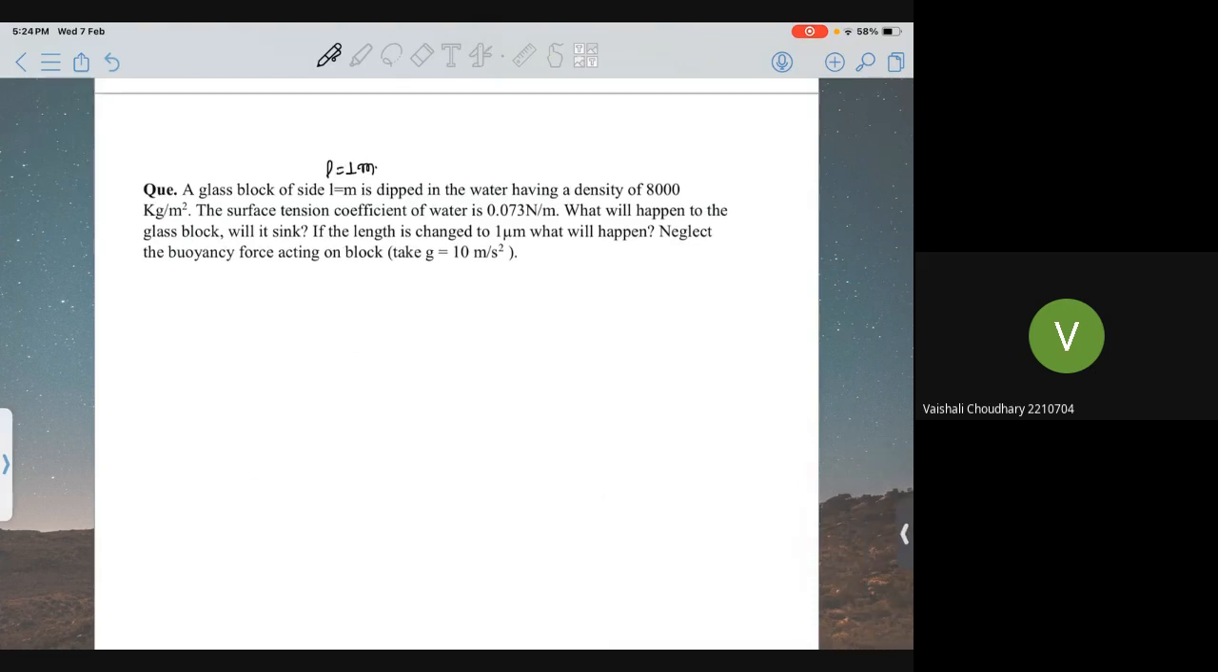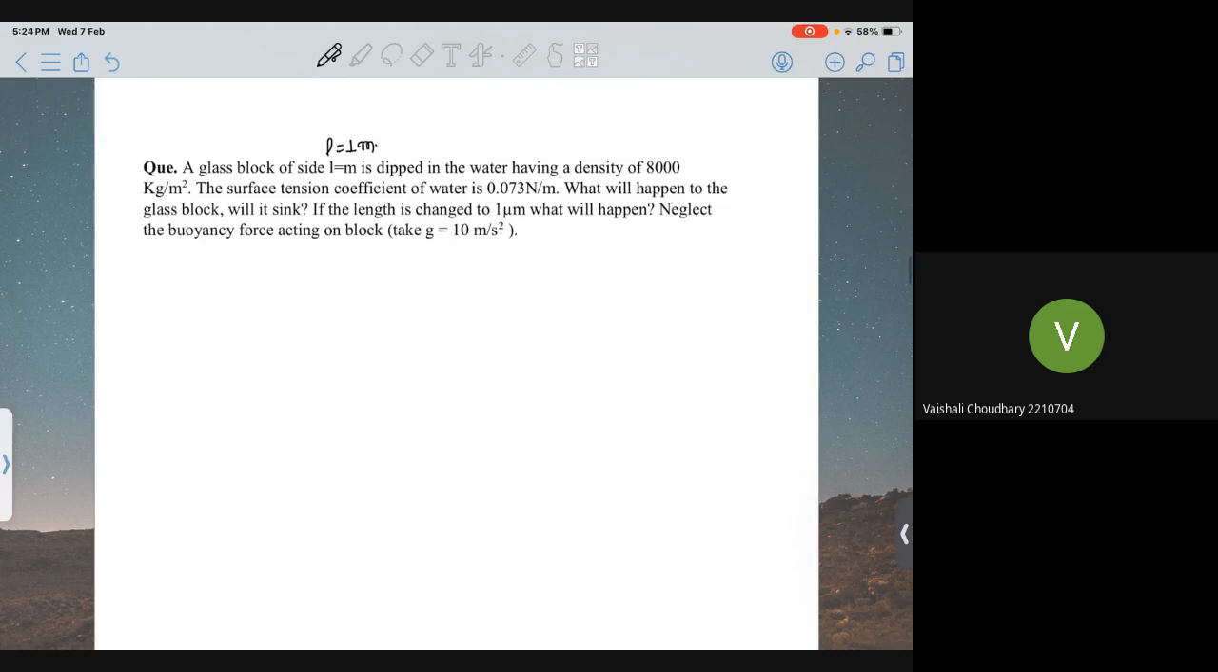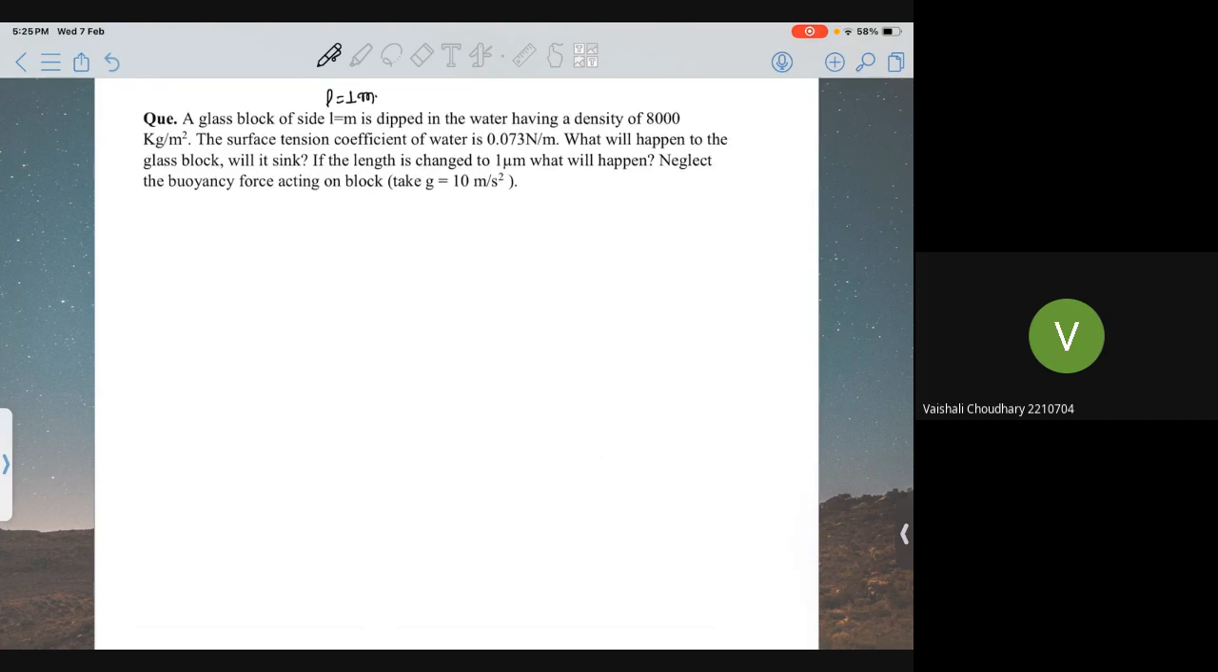So yeah. So the question is, a glass block of side 1 meter is dipped in water having a density of 8000 kilograms per meter cube. The surface tension coefficient of water is 0.073 Newton per meter, and they are asking what will happen to the glass block. Will it sink? And in the second part, they are asking us to calculate the buoyancy force acting on the block, and we have to take g as 10 meter per second squared. Okay.